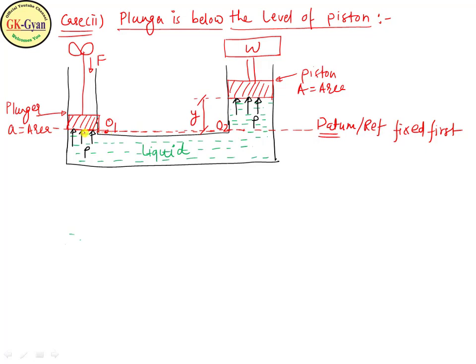At this level, O1 and O2 are on the same reference plane, so the pressure will be the same, because on the datum the pressure PO1 equals PO2, because they are on the same level. The points O1 and O2 are on the same level, so the pressure will be the same. Here at PO1, the pressure will be acted by the plunger. So how to write this down?